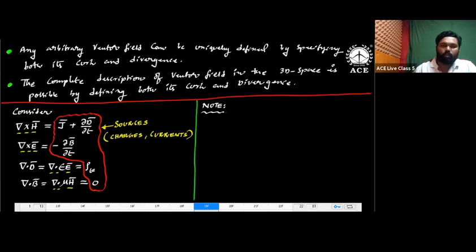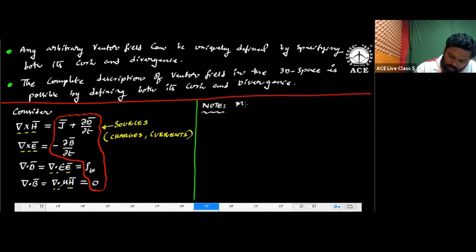So what is the note here? Why are Maxwell's equations very popular? What is the mathematical perspective of them? They are defining the curl and divergence for both electric and magnetic field vectors. It means they have complete information of both electric and magnetic field vectors. Okay, fine, so let me write down here.